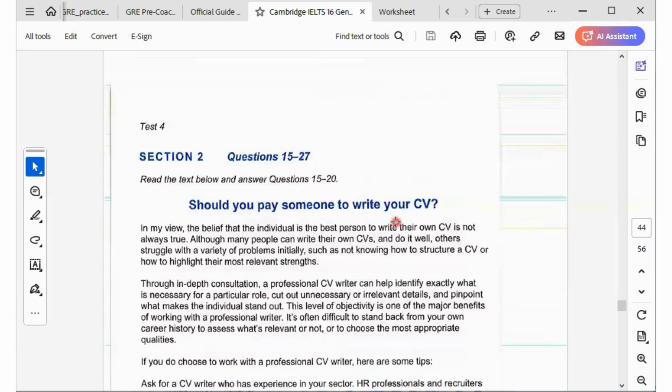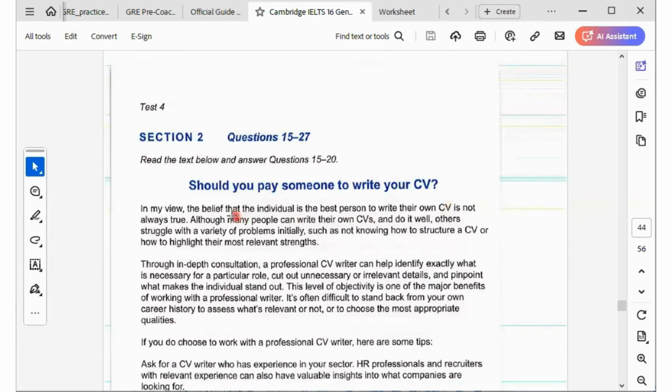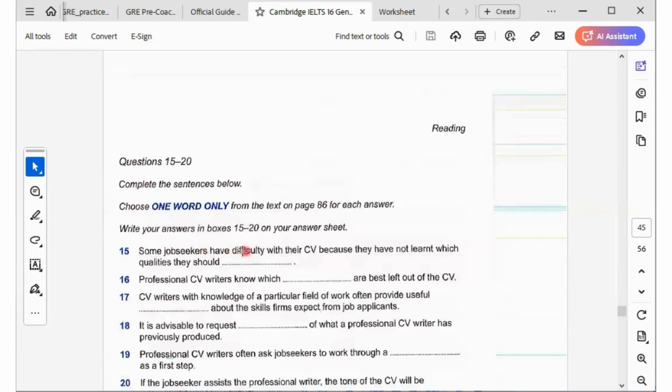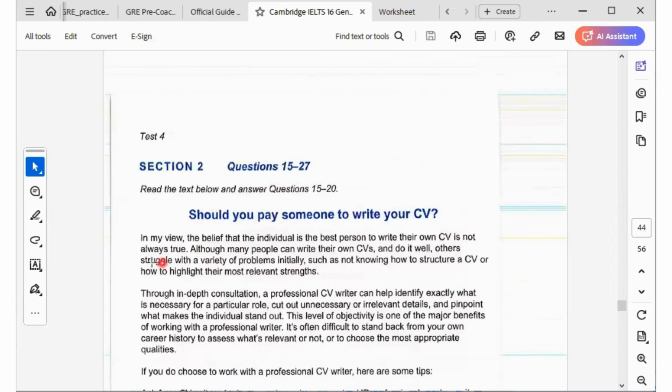I'll go to the passage. I can see CV here. Although many people can write their own CV and do it well, others struggle. Look at it. Have difficulty. Can you see paraphrasing here? Remember what I said earlier on, that you want to identify keywords in the question. You are not just looking for that exact word, you also look for the paraphrase. They did not use difficulty in the passage. What did they use? Struggle. Others struggle with a variety of problems initially. Can you see that? Paraphrasing. Have difficulty, struggle.